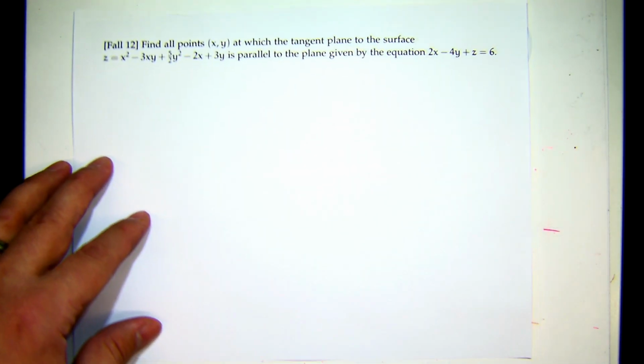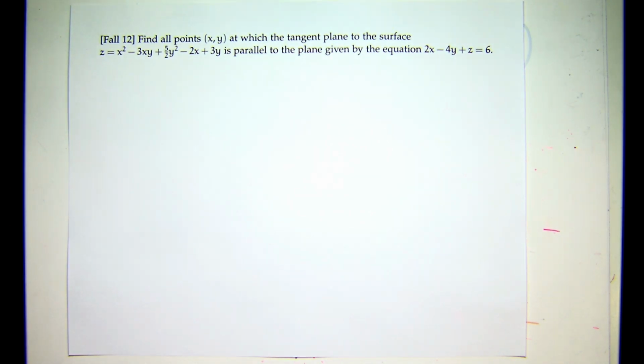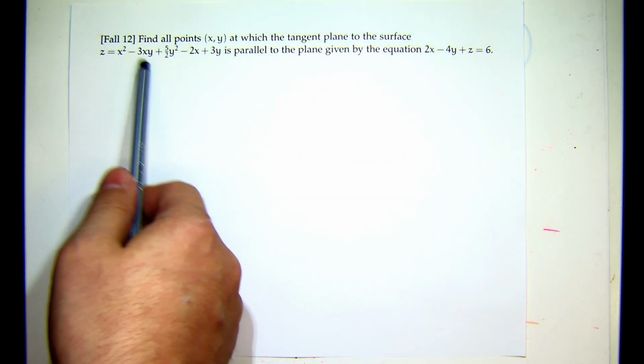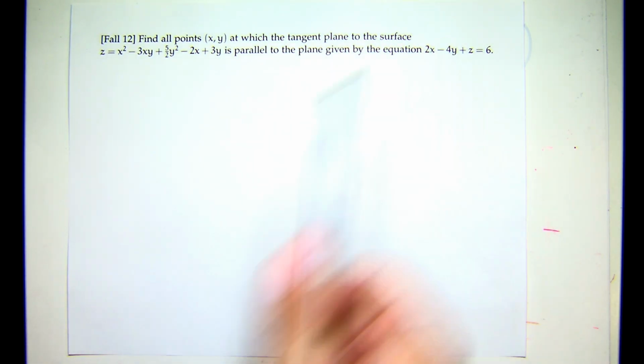Okay. Let's try another one. Here's another one. Find all points, x, y, at which the tangent plane to the surface z equals x squared minus 3xy plus 5/2 y squared minus 2x plus 3y is parallel to the plane given by the equation 2x minus 4y plus z equals 6. So I want to find when is a tangent plane here parallel to a plane here.